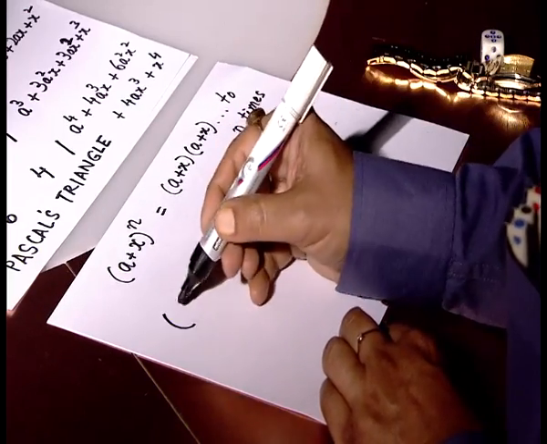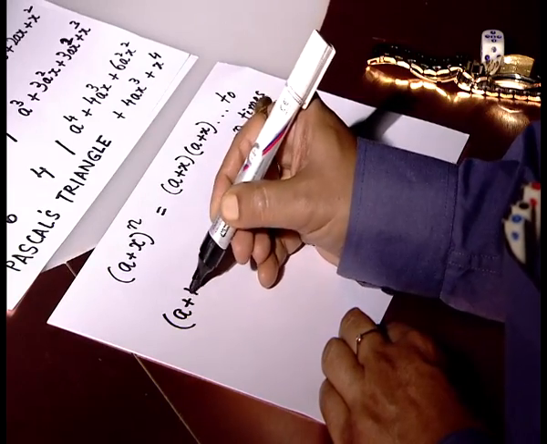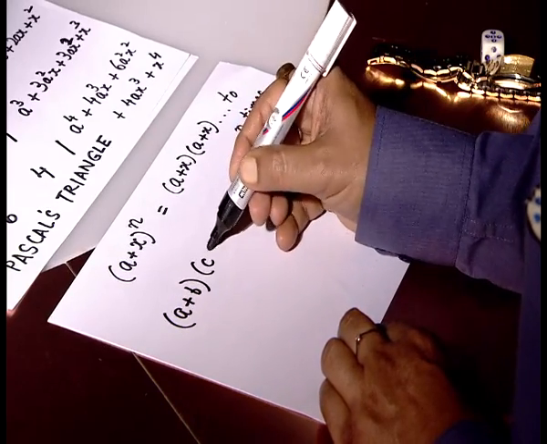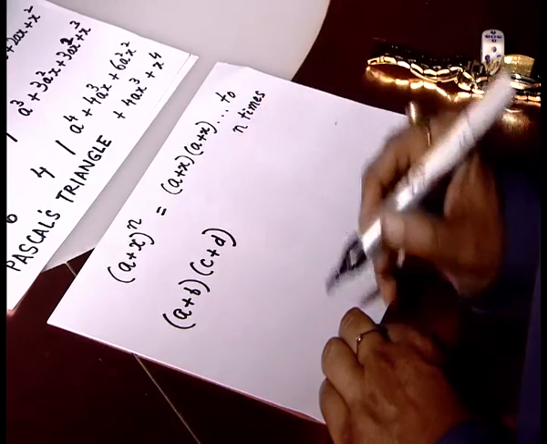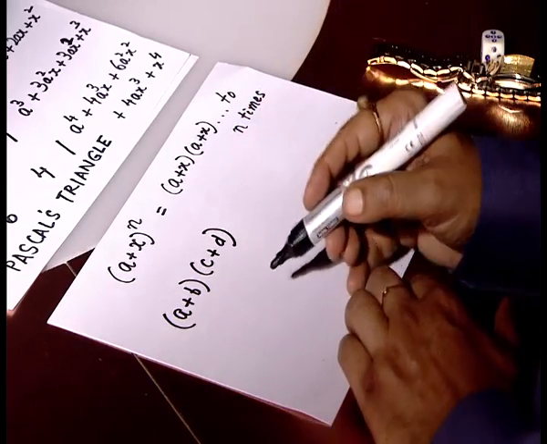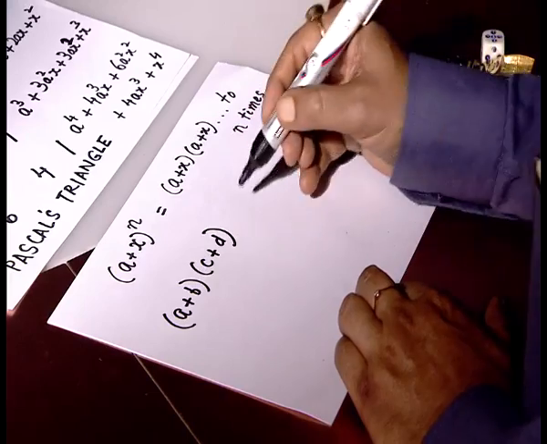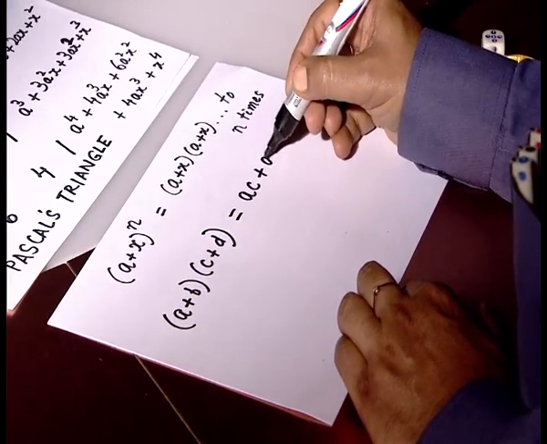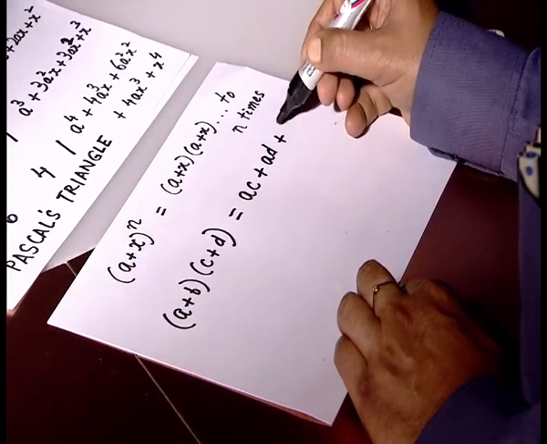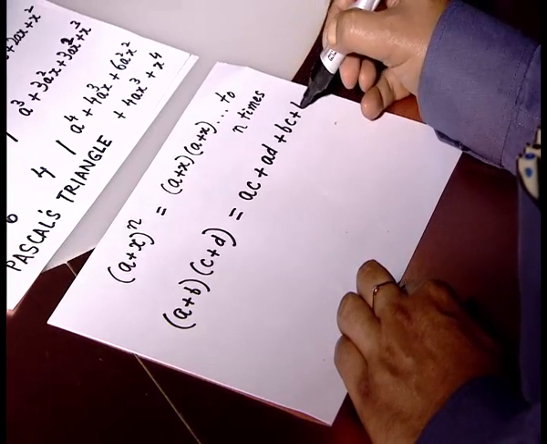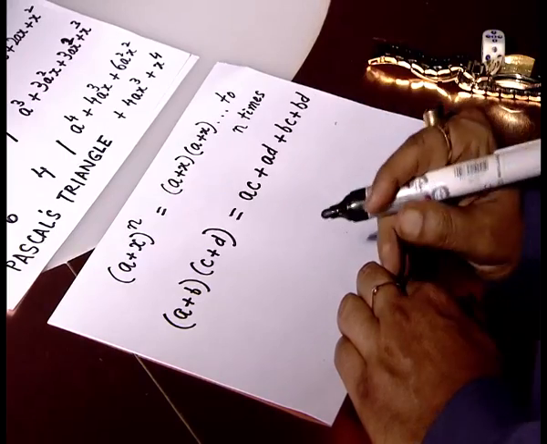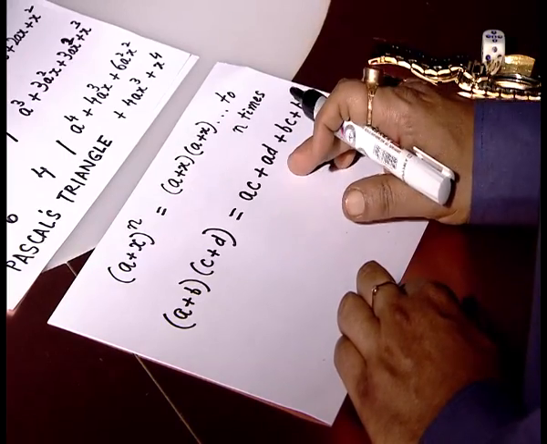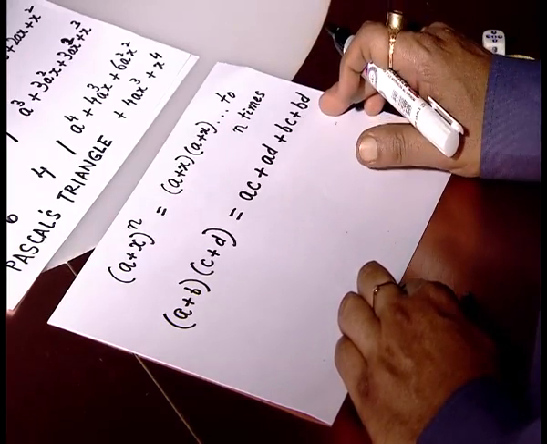Now, let us multiply two binomials (a plus b) into (c plus d). You can very well make out that there would be 4 terms. Which are those 4 terms? AC plus AD plus BC plus BD, is not it? AC plus AD plus BC plus BD.